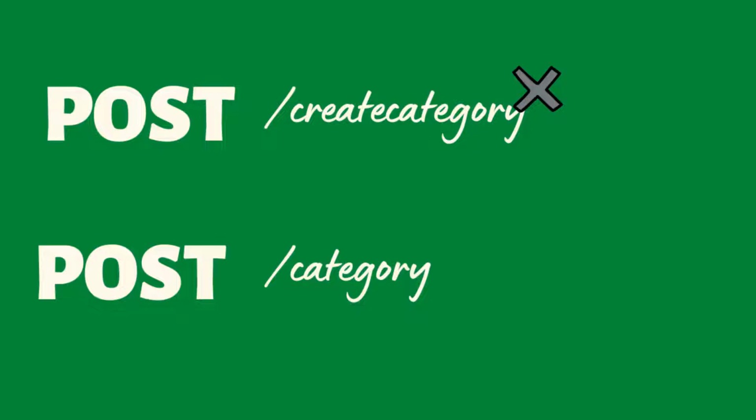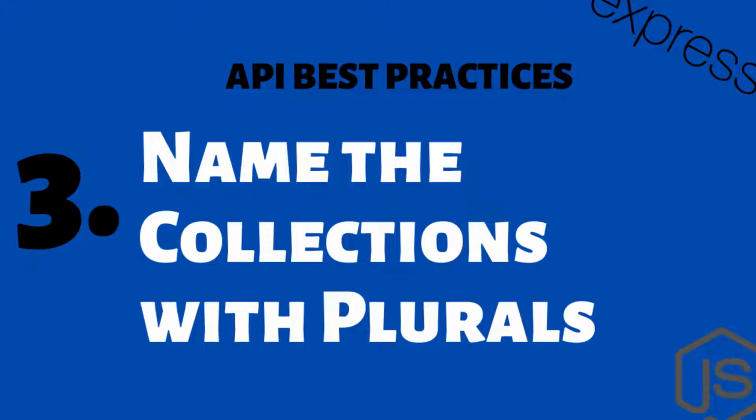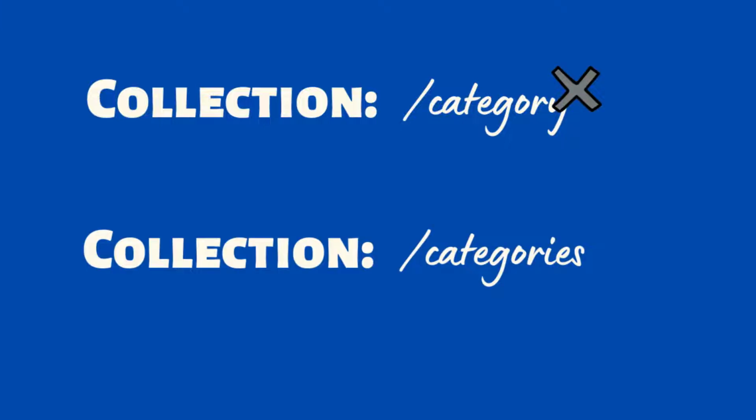Now the third point. The third point is always name the collections with the plural name. So in our application, we are going to create a collection. We are going to work with a category of a product, right? So that product category collection should always be plural. So it should be categories instead of category. So that is the third point which you have to keep in mind.